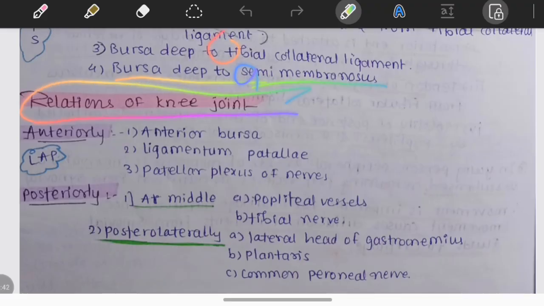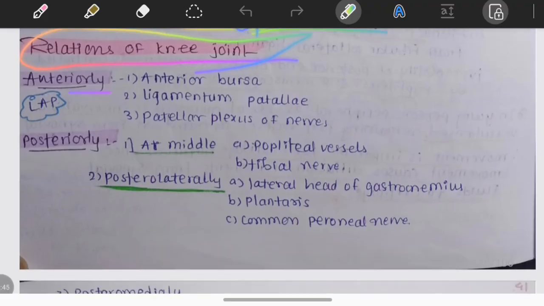Then we will see the relations of the knee joint. Anteriorly: anterior bursa, ligamentum patellae and patellar plexus of the knee. The mnemonic is LAP.